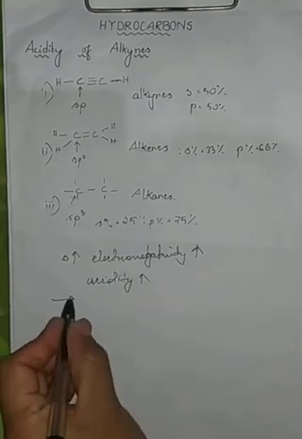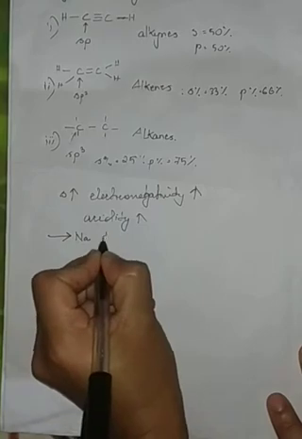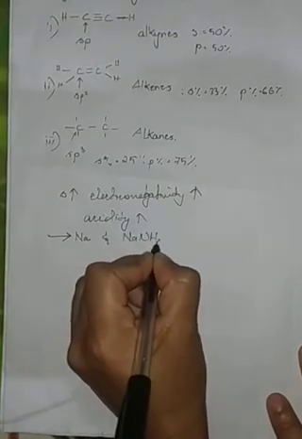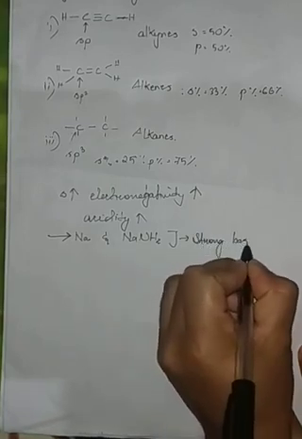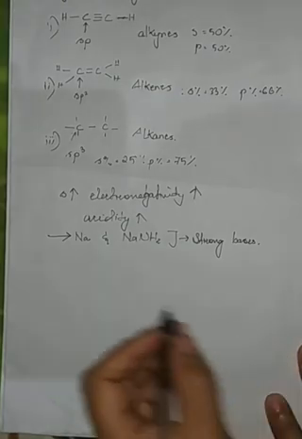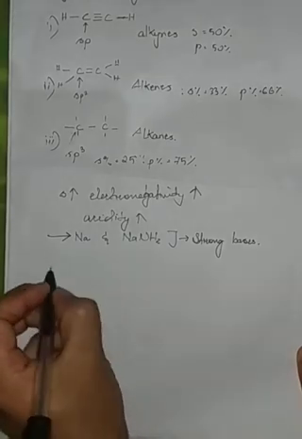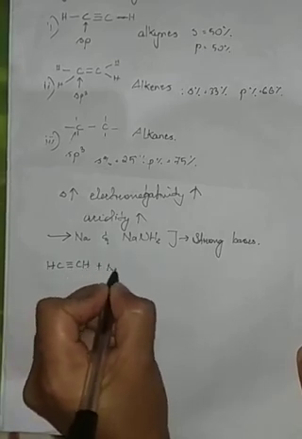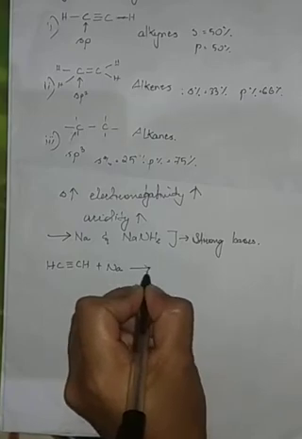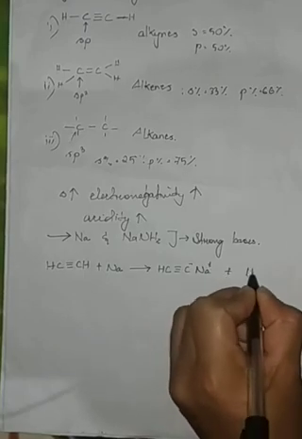Now another thing is that sodium metal and sodamide, NaNH2, are strong bases. They react with ethyne to form sodium acetylide with the liberation of dihydrogen gas. When ethyne reacts with sodium, we get sodium acetylide with the liberation of hydrogen gas. Therefore hydrogen gas is liberated in this way.